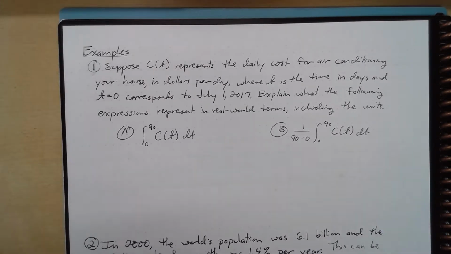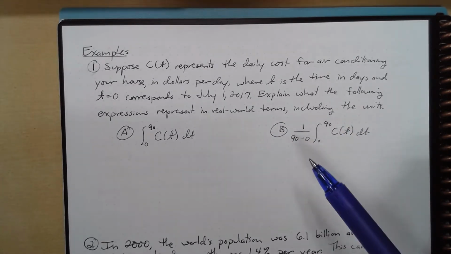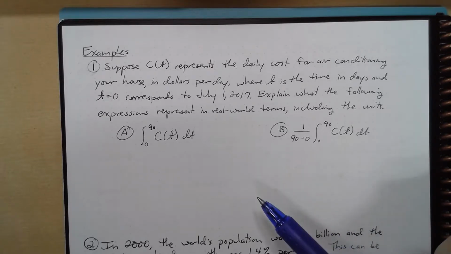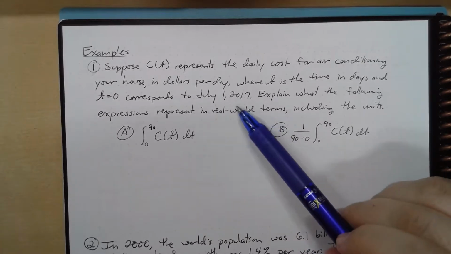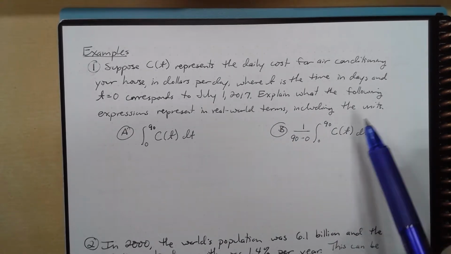Suppose C of t represents the daily cost for air conditioning in your house in dollars per day, where t is the time in days and t equals 0 corresponds to July 1st, 2017. So that's when you're starting to use air conditioning. Explain what the following expressions represent in real world terms, including the units.